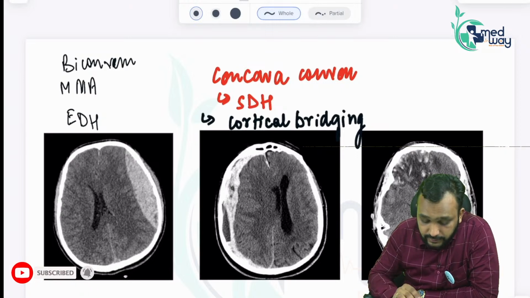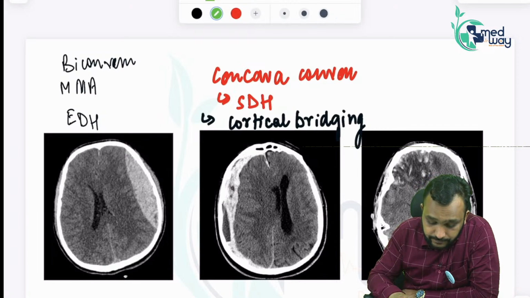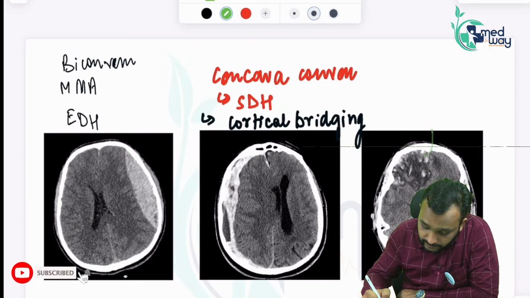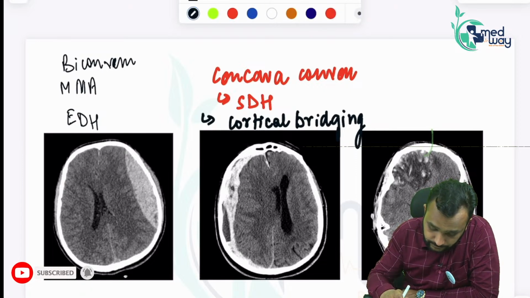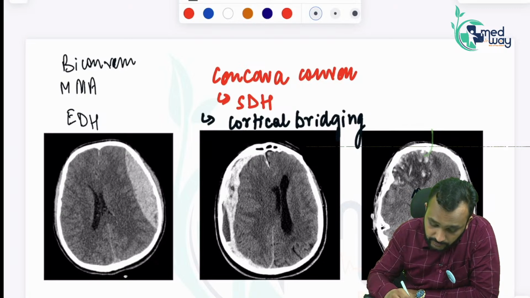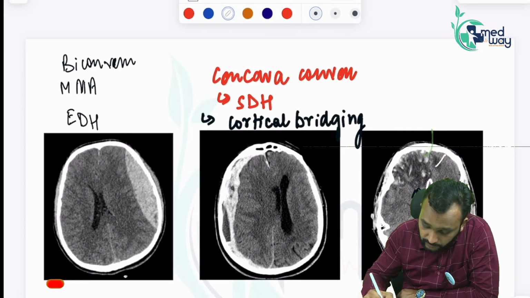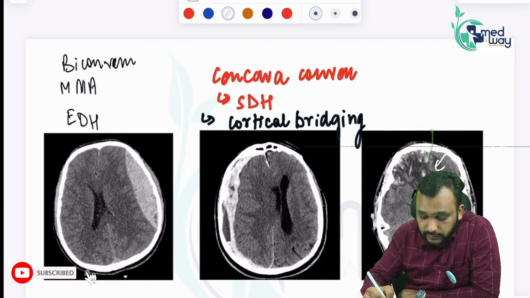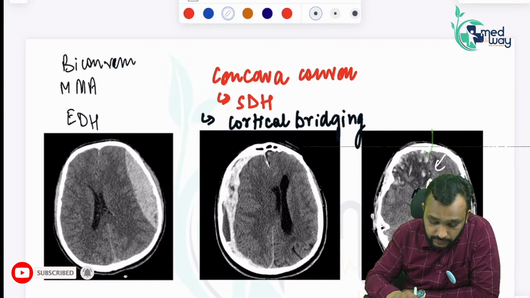And in the third case, guys, what we are seeing is that there is a bleed which is surrounded by a rim of hypodensity. So this is your hemorrhagic contusion.